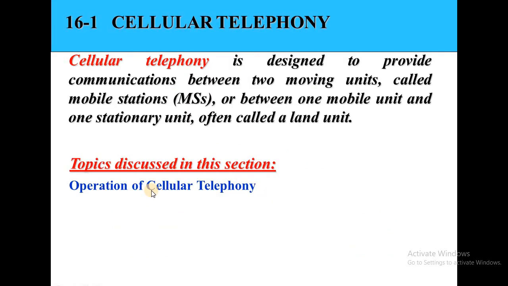Here, cellular telephony is designed to provide communication between two moving units, which are nothing but the mobile units which we carry with us every time. They are called mobile stations, or between one mobile unit and one stationary unit, often called a land unit. So it provides communication between a landline phone and a mobile station, or between two moving stations, that is, your cell phones. And here we are going to study the operation of cellular telephony.